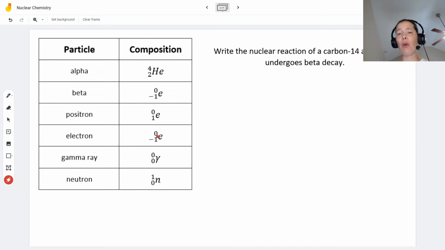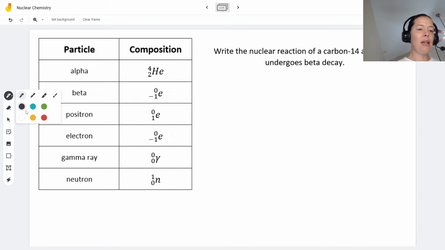Okay, so the question I have here is: write the nuclear reaction of a carbon-14 atom that undergoes beta decay. We've got a couple of pieces of important information here. We're going to start with a carbon-14 atom. We've got a beta particle, which again, we know what it is, and it's going to undergo decay, which means the beta particle is going to be on the product side. So let's go ahead and get some things written here.